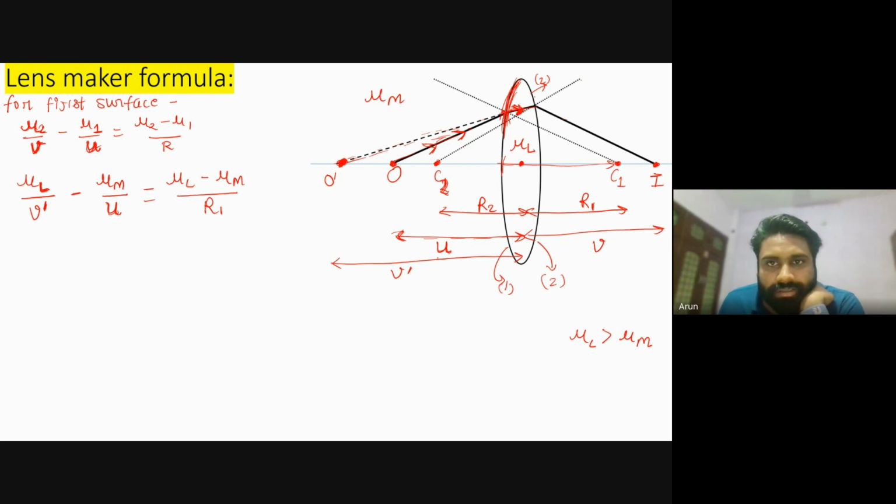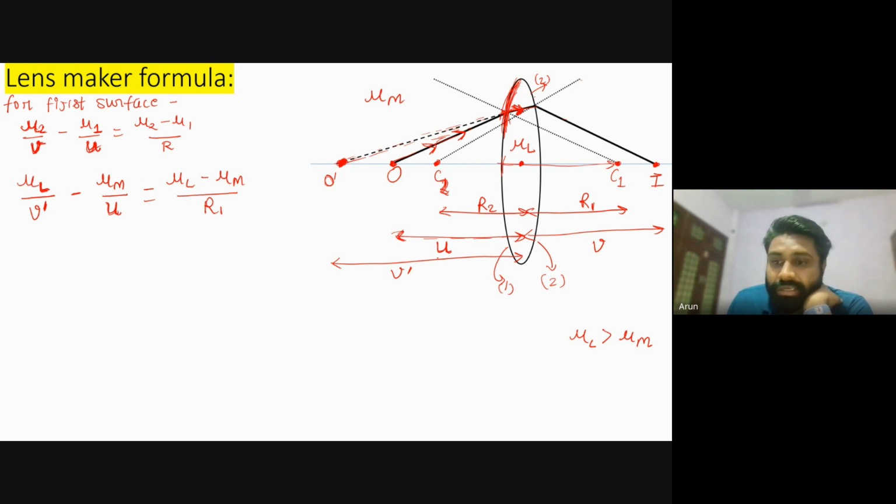You will see, this surface will feel as if this ray is coming from this point. So that is why I have written it here, v dash, the image distance, because after refraction the image will be formed, na. So this ray would appear to be coming from this point. So this o dash point behaves as the image for the first surface.